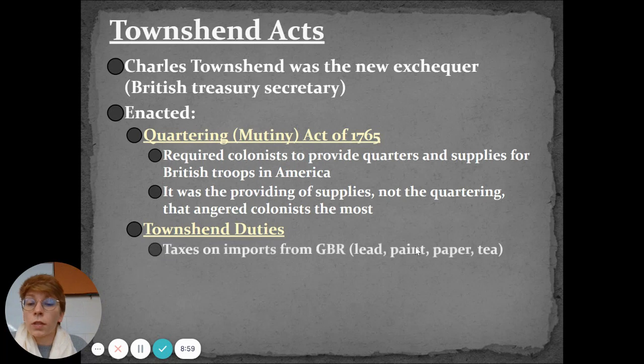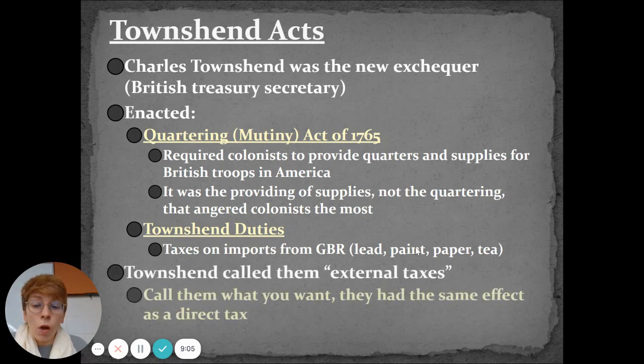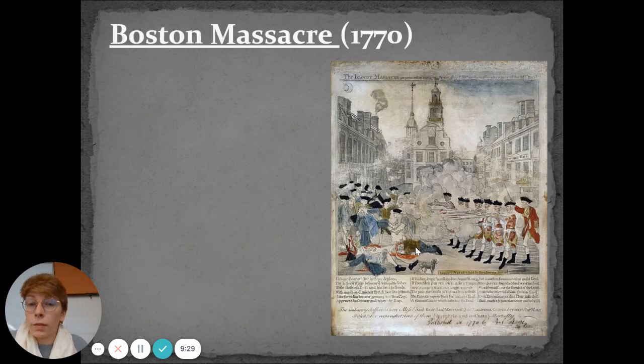The Townshend duties essentially said there were more taxes on lead, paint, paper, tea, and other items, and all of these essentially lit a fire under the colonies. The Townshend Acts kind of spark a huge resistance. After these, we see the formation of different resistance groups, Sons of Liberty, Daughters of Liberty, against the British government.